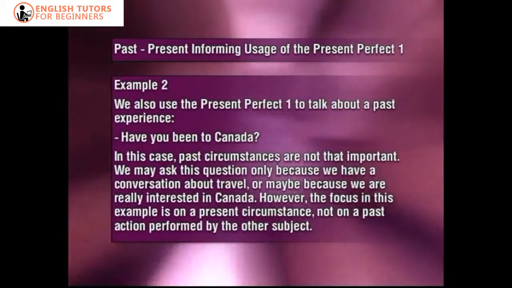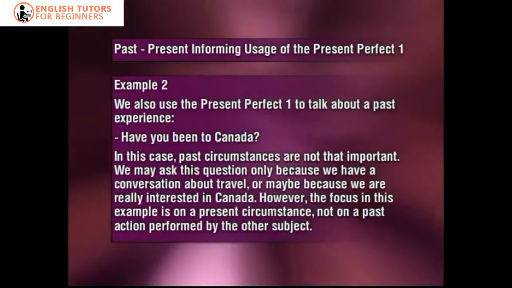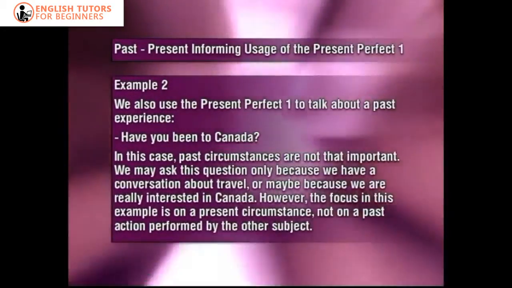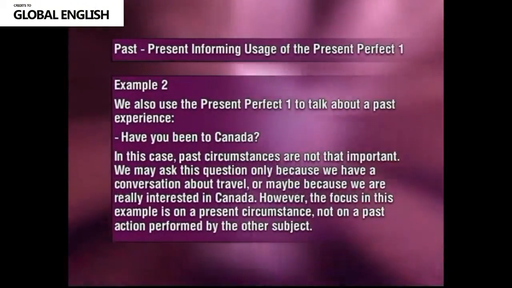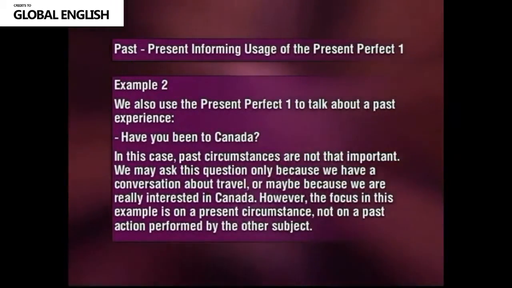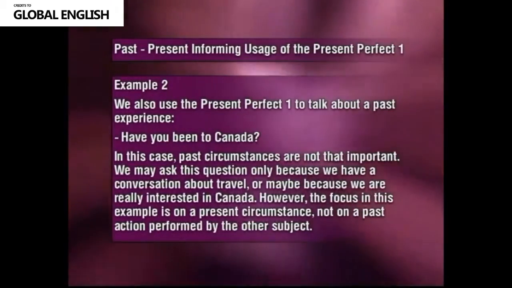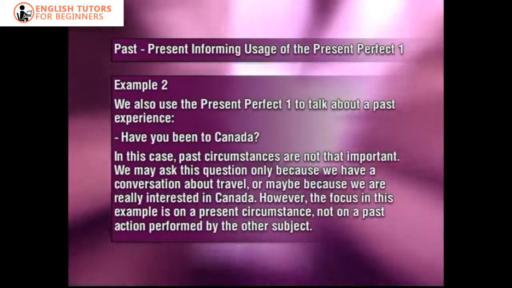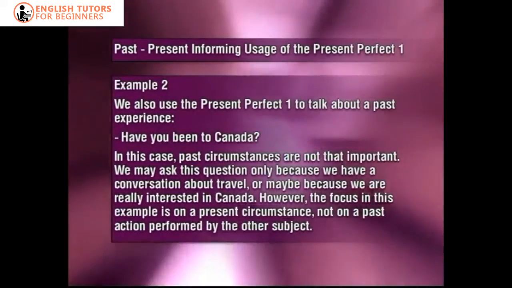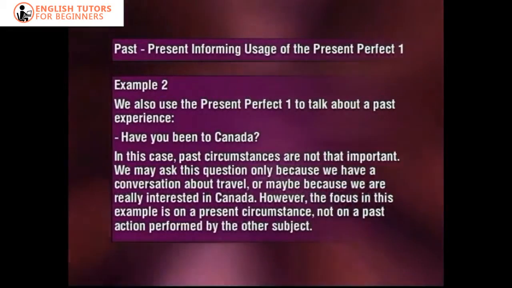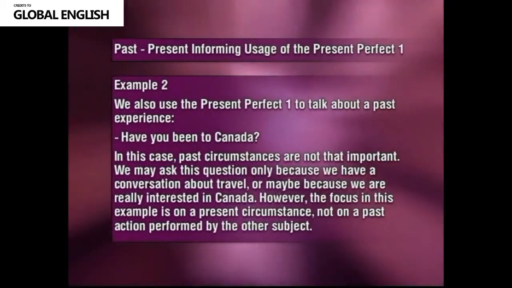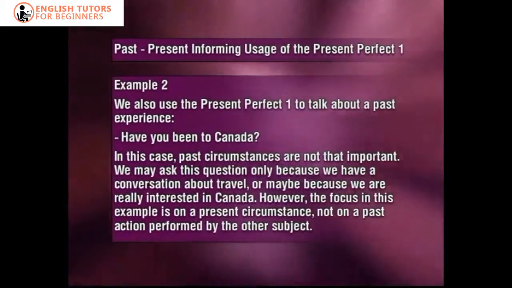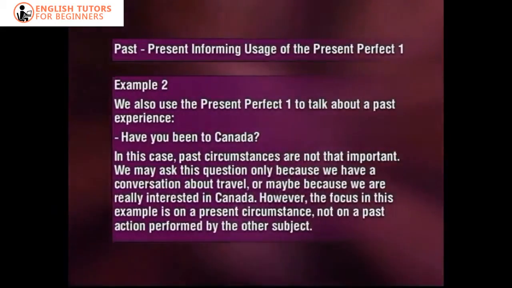Past present informing usage of the present perfect 1. Example 2. We also use the present perfect 1 to talk about a past experience. Have you been to Canada? In this case, past circumstances are not that important. We may ask this question only because we have a conversation about travel, or maybe because we are really interested in Canada. However, the focus in this example is on a present circumstance, not on a past action performed by the other subject.